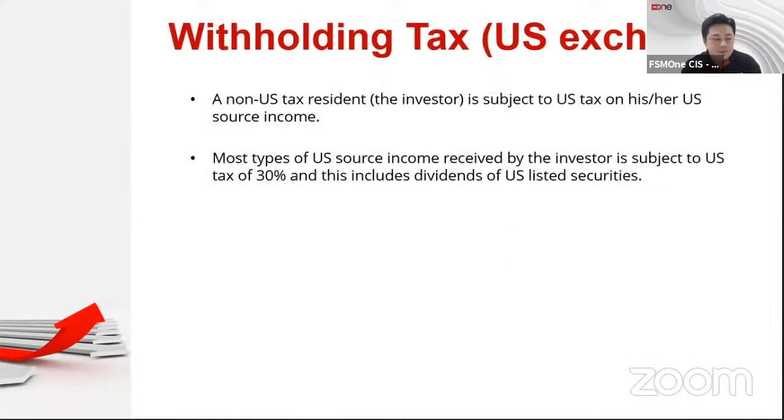However, when you invest in the US market, non-US tax residents are subject to 30% withholding tax on the dividend payout of US stock and US ETF. Meaning if the company pays out USD 100 as dividend to you, you will only receive USD 70, which is the net amount after deducting this withholding tax. This is applicable for the dividend payout.